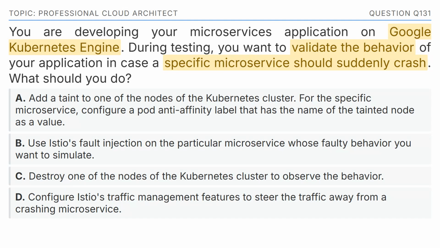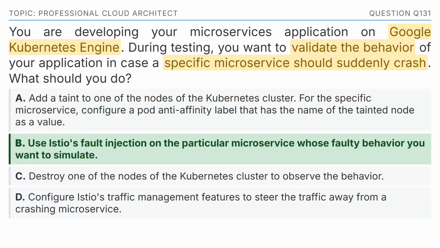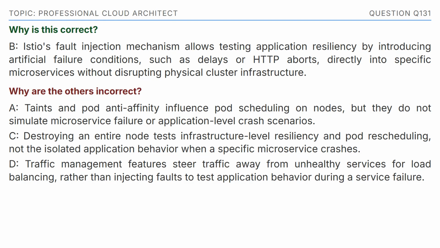To arrive at the correct answer, we focus on the keywords: Google Kubernetes Engine, validate the behavior, specific microservice should suddenly crash. The correct answer is option B, use Istio's fault injection on the particular microservice whose faulty behavior you want to simulate. Why is this correct? B. Istio's fault injection mechanism allows testing application resiliency by introducing artificial failure conditions, such as delays or HTTP aborts, directly into specific microservices without disrupting physical cluster infrastructure.